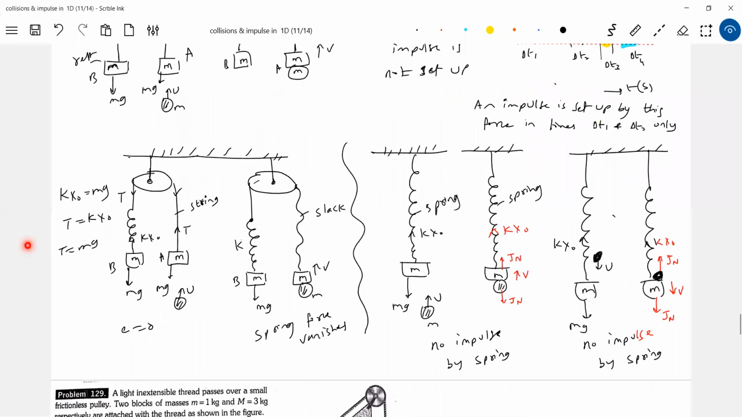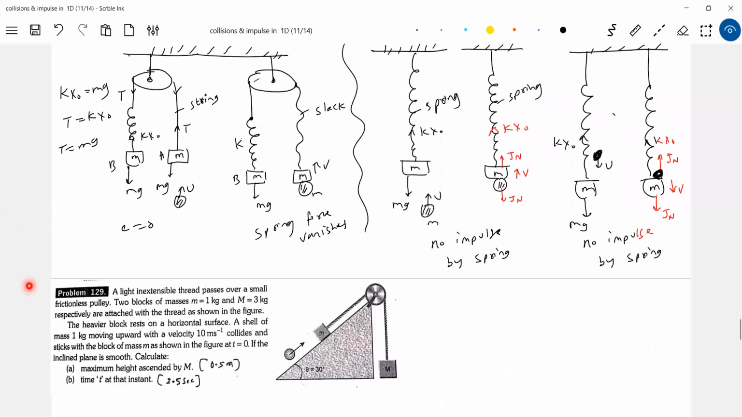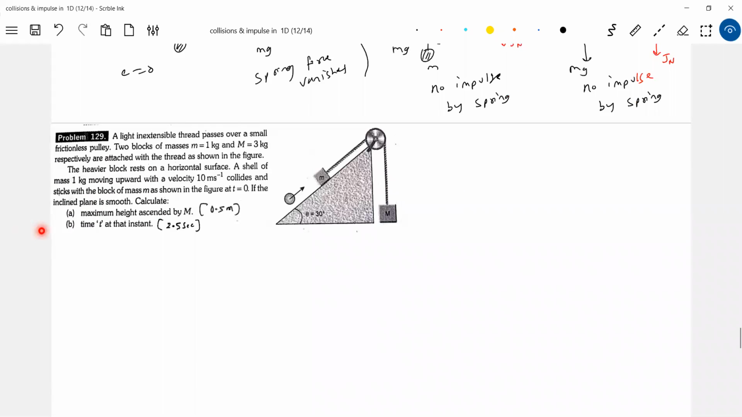Now you have seen impulse is set up by normal contact, by the tension in the string, and by the spring. Sir, will impulse be set up by friction? Yes. Impulse is set up by some external force. Like when you give a punch, you are applying some external force. So when we come across several forces, we have to check which force will set up impulse and which will not. This background is needed.